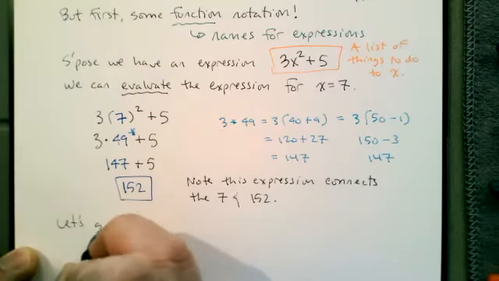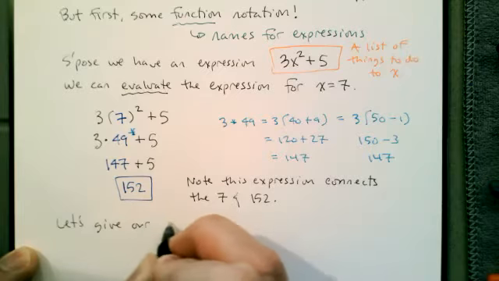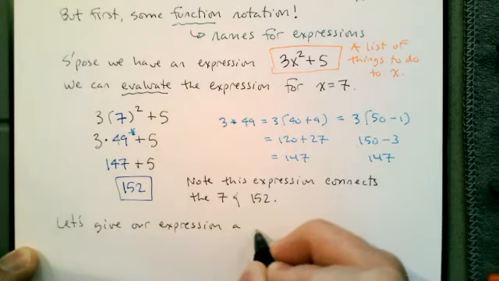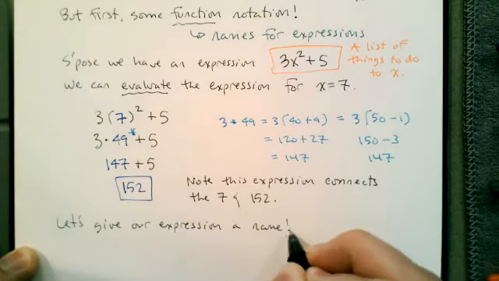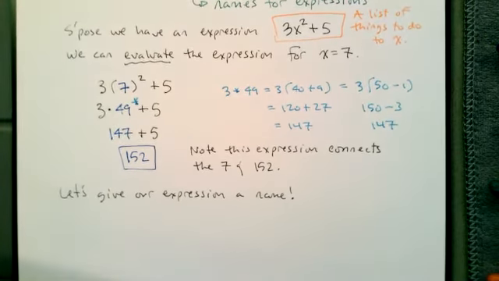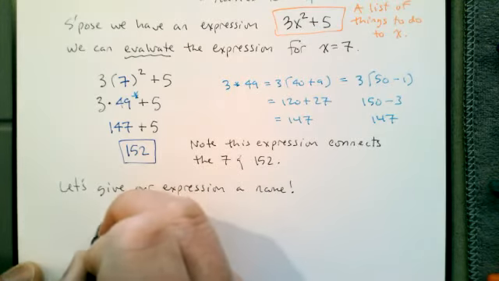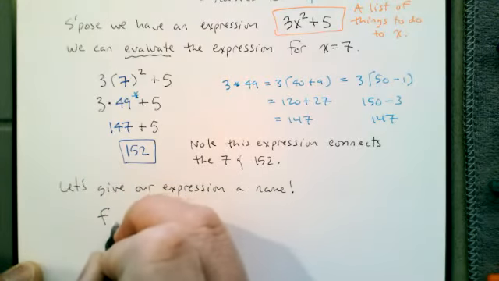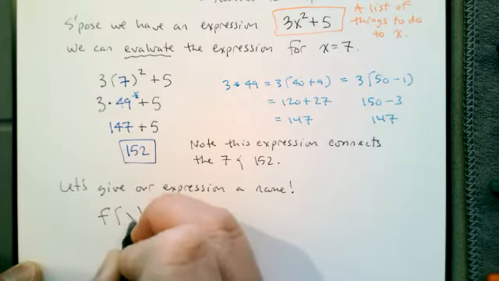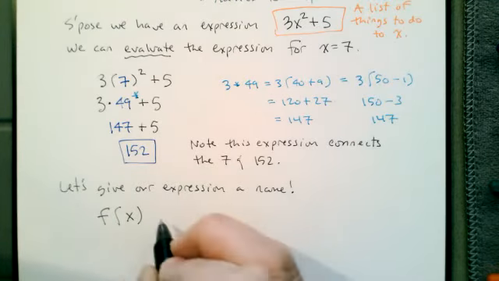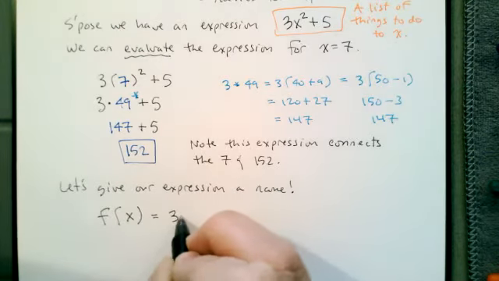Let's give our expression a name. Functions don't normally get interesting names. They get one-letter names, and the first one that we use is f. So we define f of x. We write f is the name of the function, and in parentheses we put an x, the variable that the function employs. And then we write equals the expression that we're using.